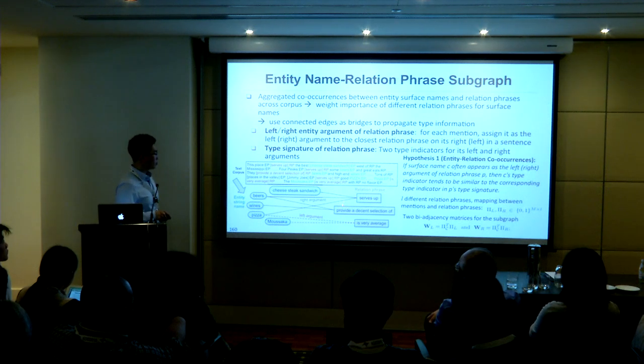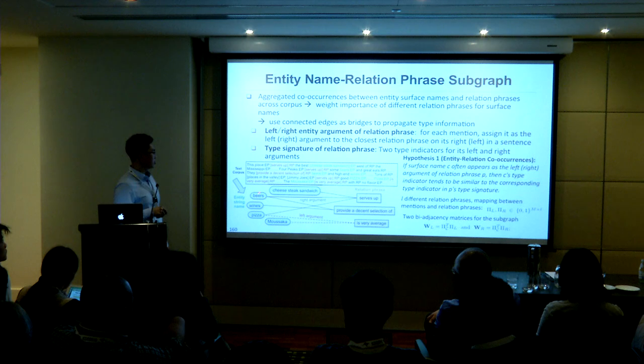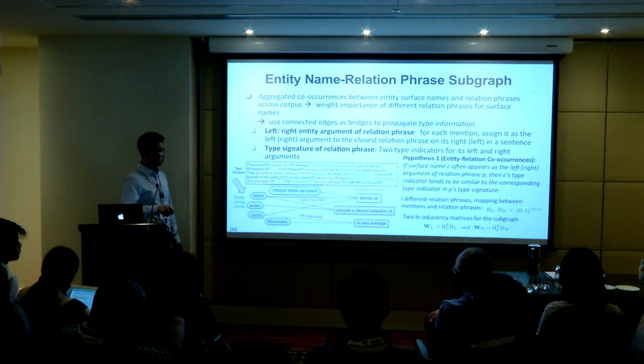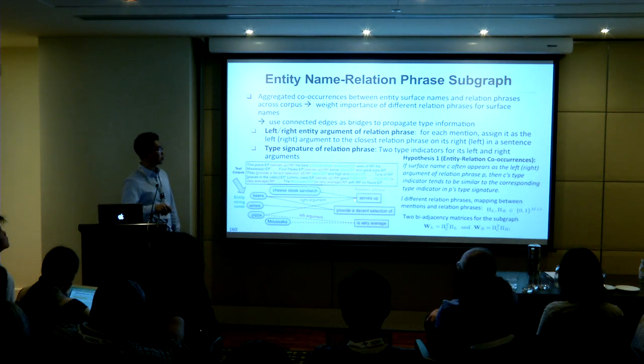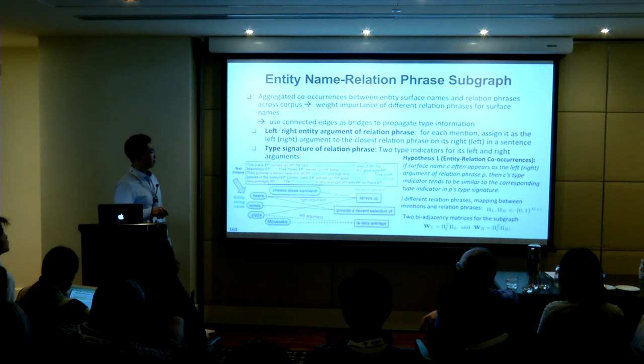Let's take a look at this one. For "serves up something", the right argument is very likely talking about food like beers, cheesesteak, sandwich, and pizza. And for "something is very average", on the left side it's likely a food, but on the left side of "serves up", it's likely a person or a restaurant instead of a food. So we are trying to distinguish the right arguments from the left arguments.